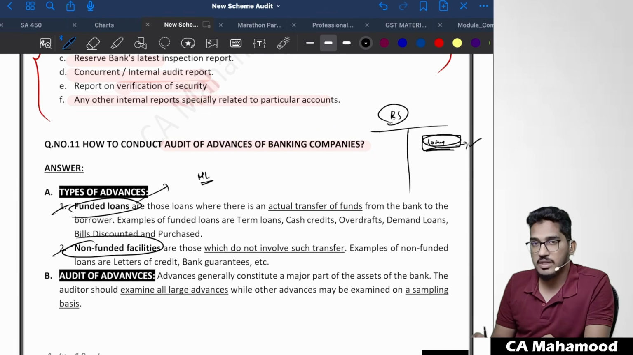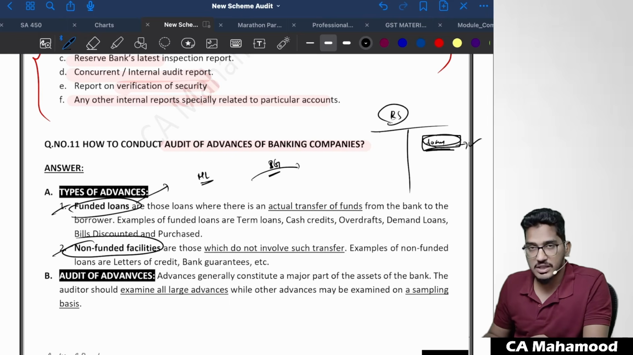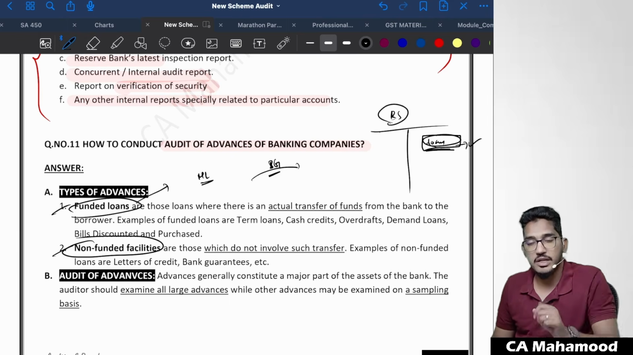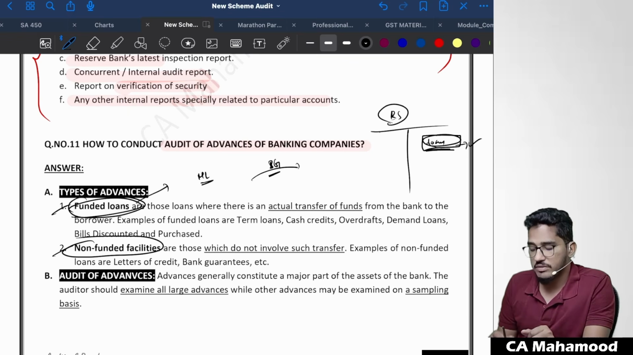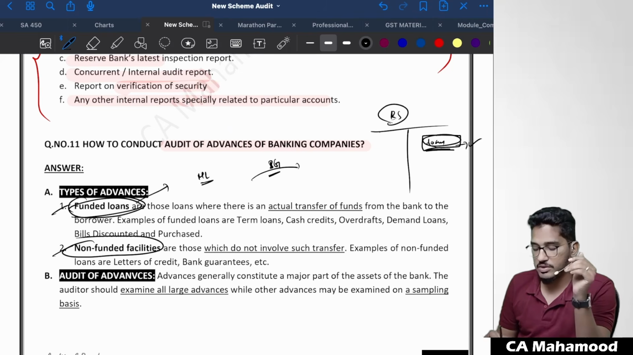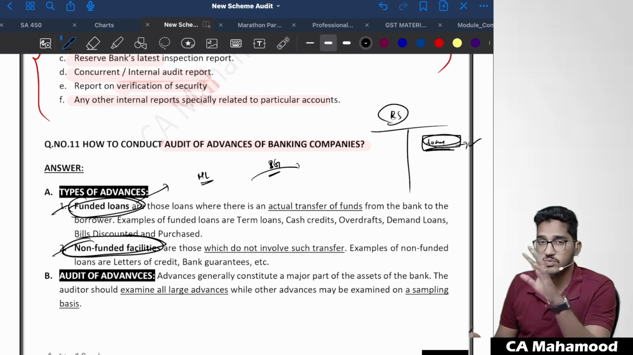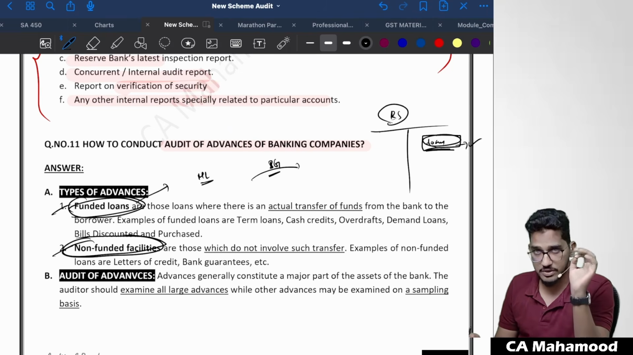Sometimes bank will give advancing facility in the form of giving a bank guarantee. So when the bank is giving a bank guarantee, there will not be any outflow of funds from the banker. Just a bank will stand as a guarantor. So whatever advancing facilities which the bank has given, they will be broadly divided into two categories: funded advances and non-funded advances. Funded advances are those advances which involve actual outflow of the funds, whereas non-funded advances are those advances which does not involve any actual outflow of the funds.